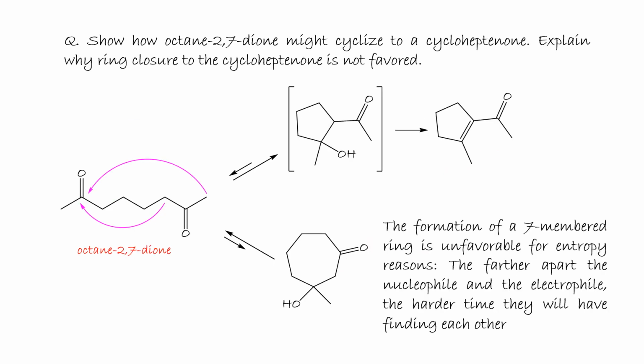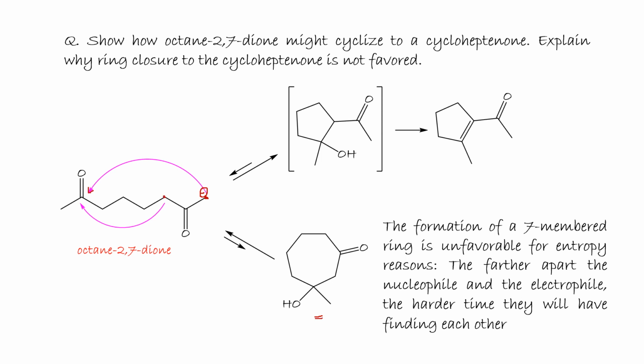Show how octane-2,7-dione might cyclize to a cycloheptanone. Explain why ring closure to cycloheptanone is not favored. For octane-2,7-dione, we have 2 alpha centers. If this carbon gets deprotonated to form a carbanion, which then attacks this carbonyl carbon, a 7-membered ring will be formed.